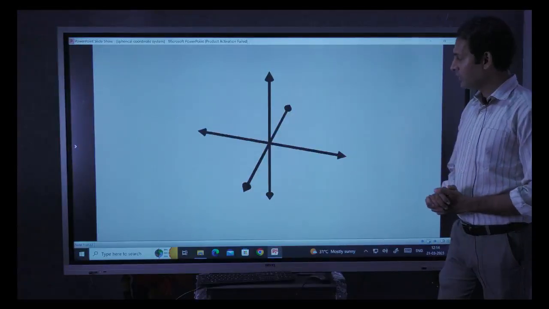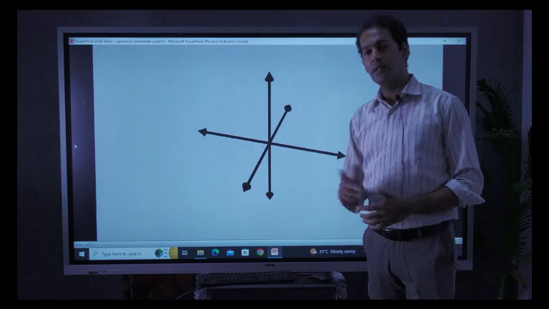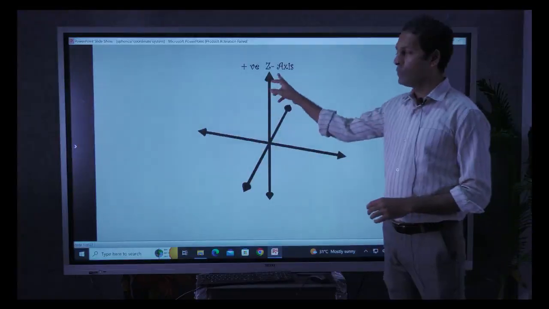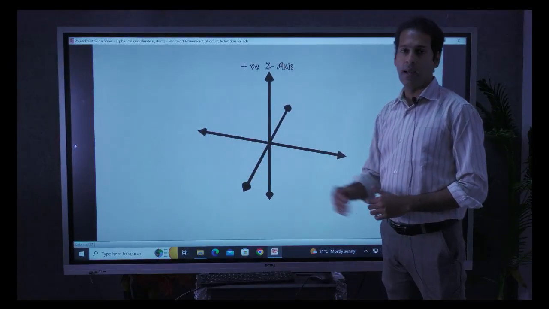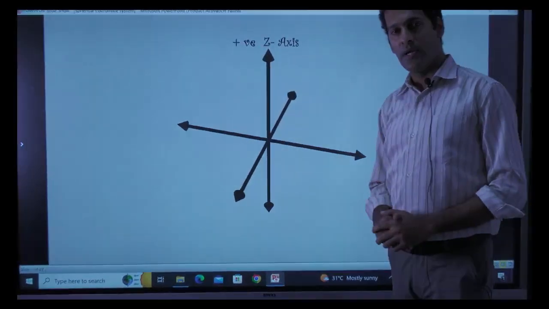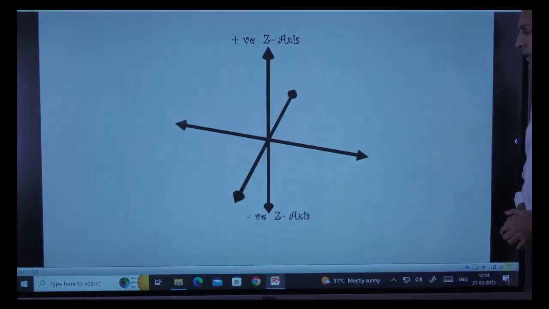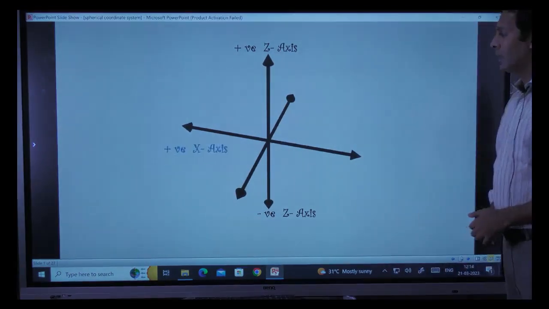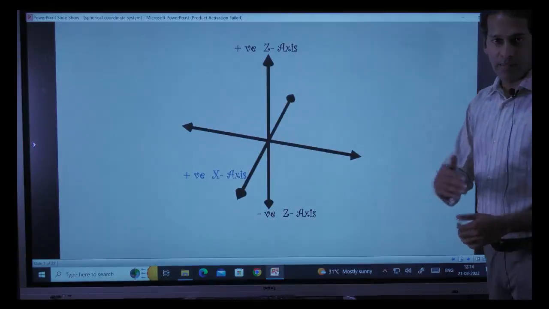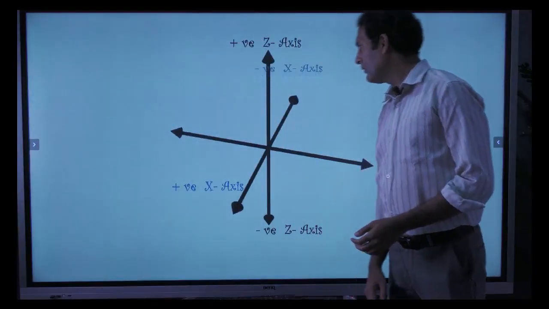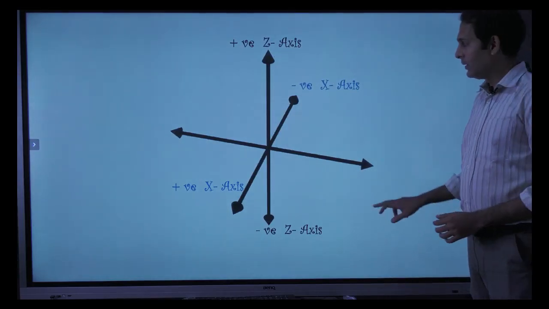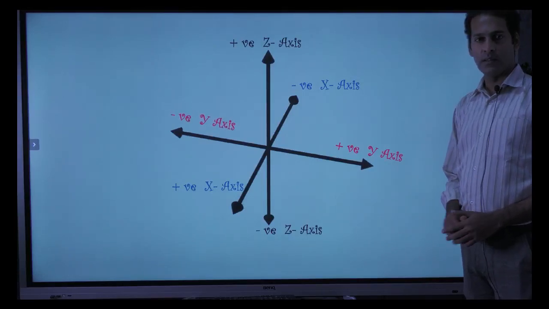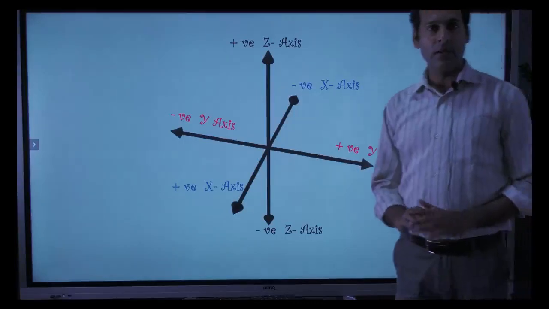Here is the general structure of the axes. We can have axes in positive and negative directions. Let us begin with the positive z-axis, which is going vertically up. Whenever there is a positive z-axis, there will be a negative z-axis going downwards. Next comes the positive x-axis, the line coming towards you, and similarly there will be a negative x-axis. Then the remaining axis is the positive y-axis and the negative y-axis. I hope the axes are clear to all of us.